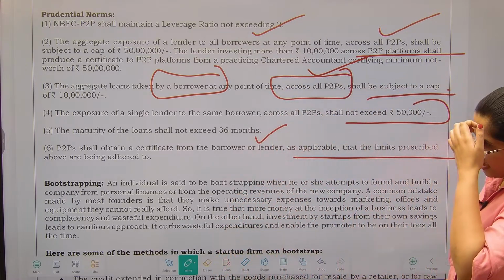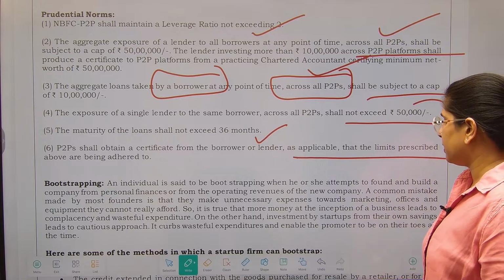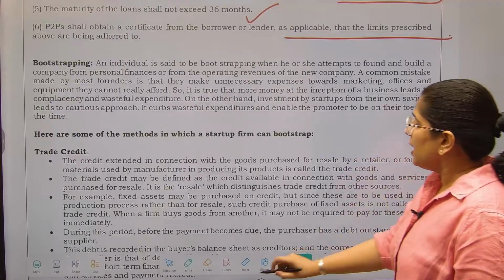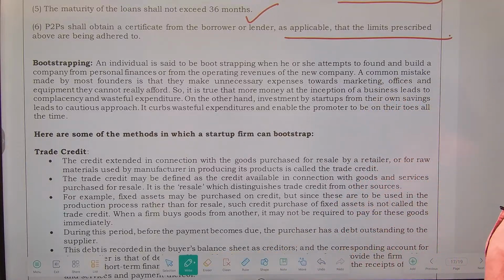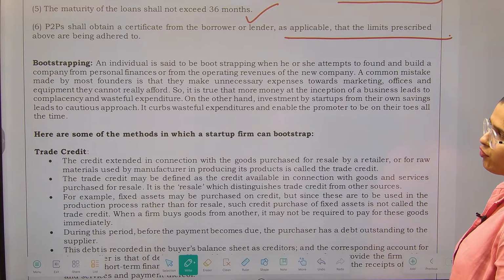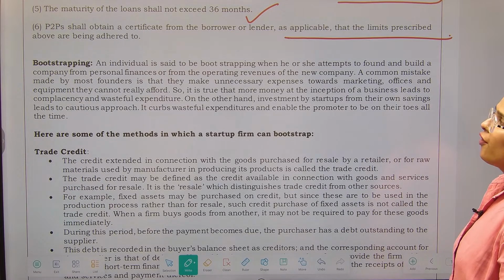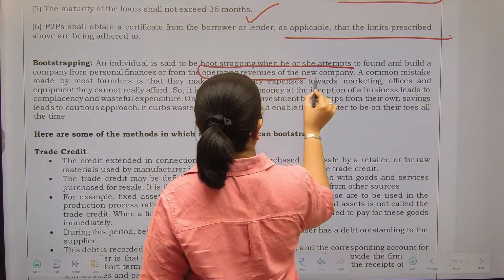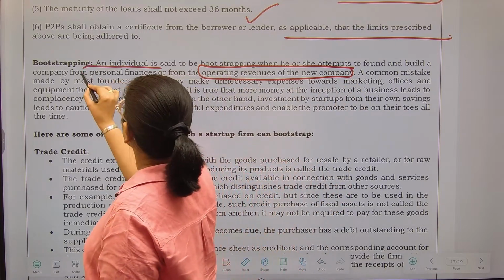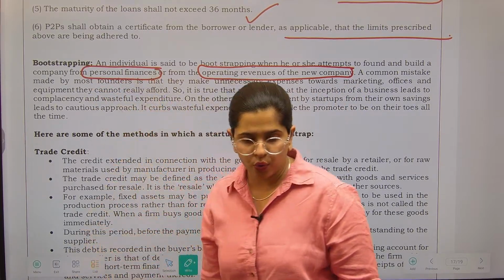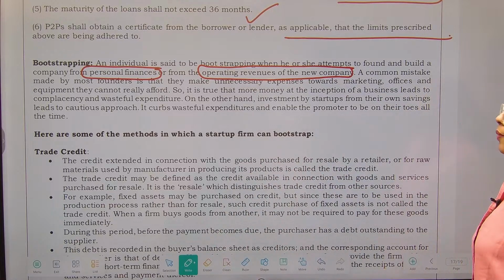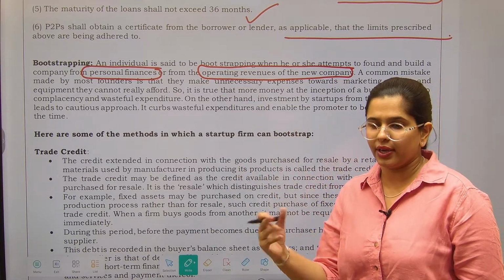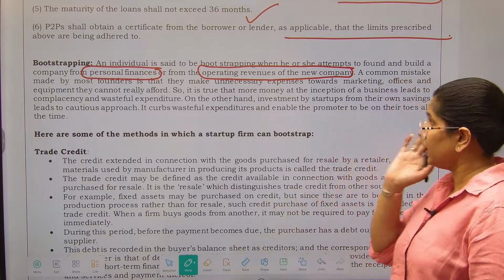Now next thing we have bootstrapping. Now a kind of innovative term, right? Now individual is said to be bootstrapping when he or she attempts to found and build a company from personal finances or from the operating revenues of the new company. So what are your sources of finance? These are your sources of finance. Either you are starting something with your own finances or you are taking the revenues, like whatever you are earning, you are just redeploying that particular funds again into the company.